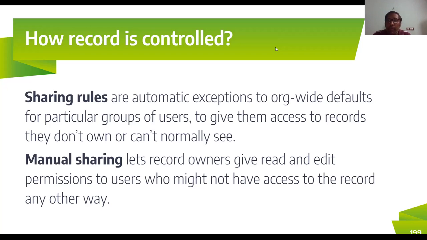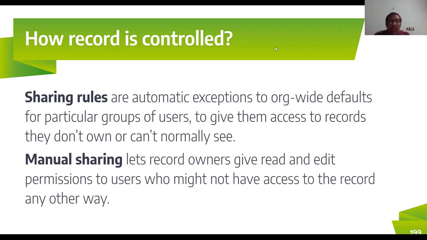Then normally, how do we give a permission set? In the same way, we are going to create a sharing rule, a special type of sharing rule, for a particular group of users, right? Only those people can access this particular record. So that is what sharing rules are all about. It is an automatic exception, shared to a particular group of users, right?